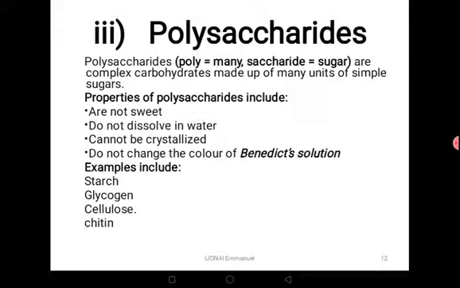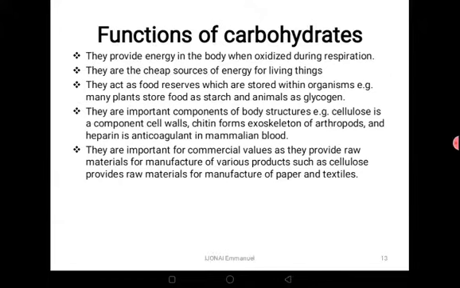I want to ask you to give me some of the sources of polysaccharides. Where do we get polysaccharides? For example, starch. Which food do you eat in order to get starch? Please write for me those answers and send them on my inbox.